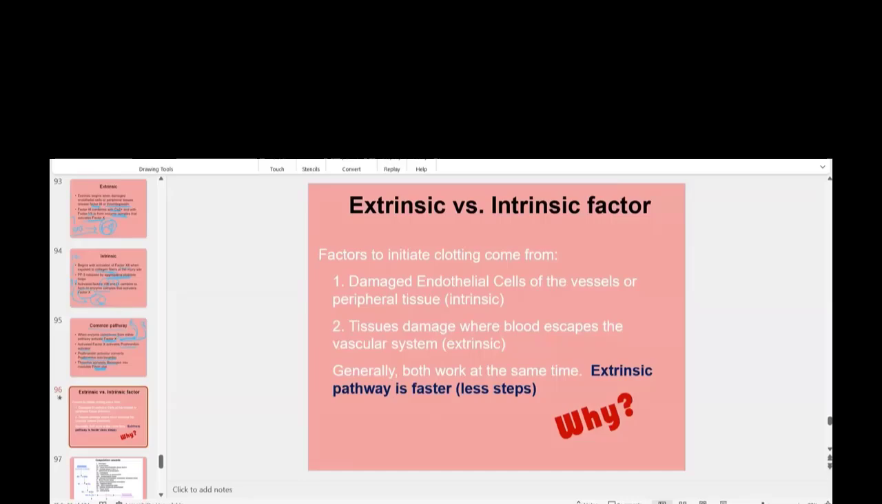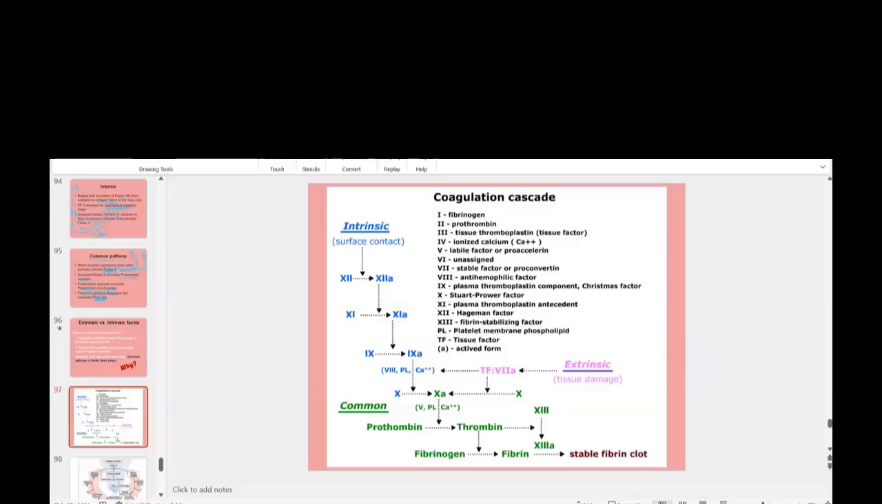And what are the factors? To initiate the clotting, there is damage to endothelial cells of the vessels or peripheral tissue, and that tissue damage is where blood escapes from the vascular system. Generally both work at the same time, so you will have extrinsic and intrinsic working together, and that will lead to the common pathway being triggered and leading into clotting.